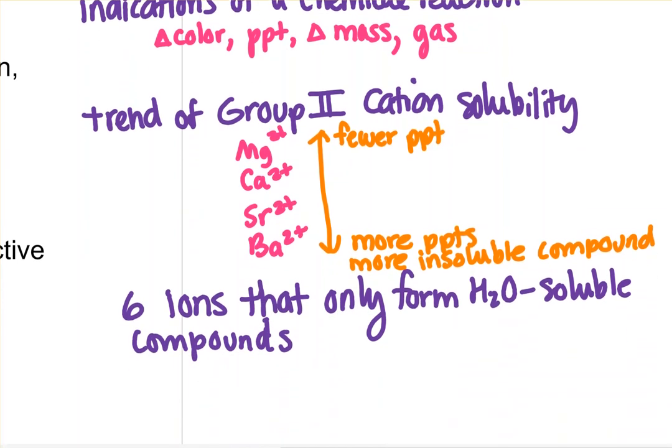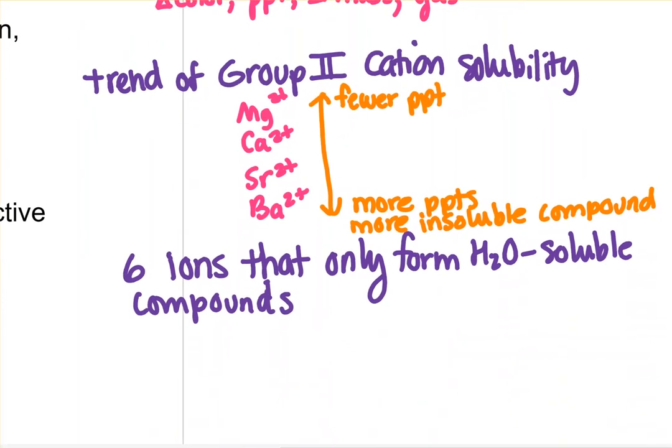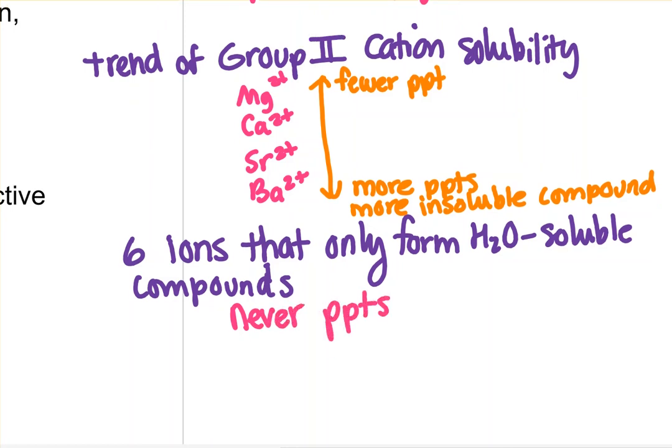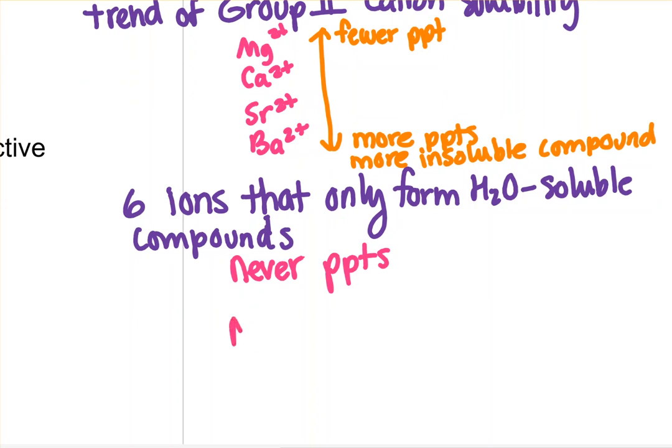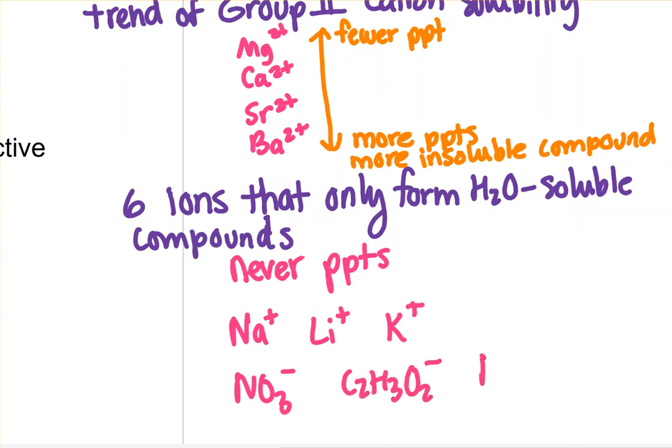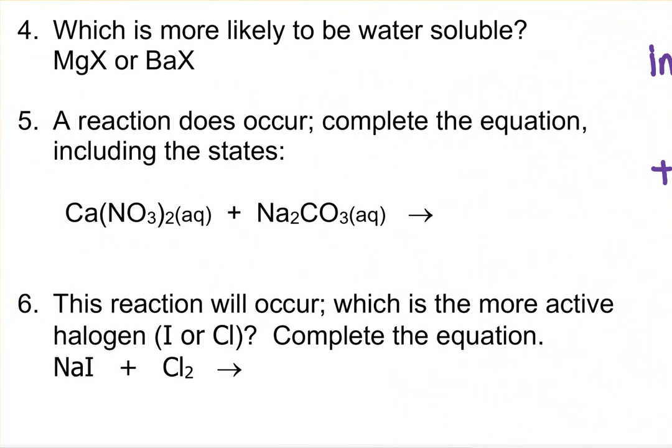Okay. Another trend that you need to know is that there are 6 ions that only form water-soluble compounds. So these are never precipitates, or they're never involved in a precipitate. So it's the group 1 metals, the common ones here, and then nitrate, acetate, and ammonium. So those will never be in the precipitate. Okay, so that's some basic stuff. Let's go over here and answer these questions.